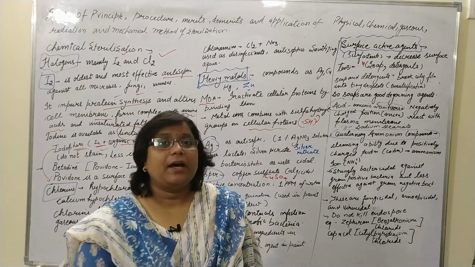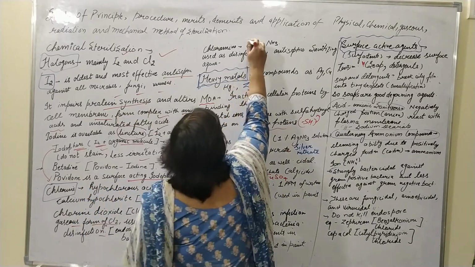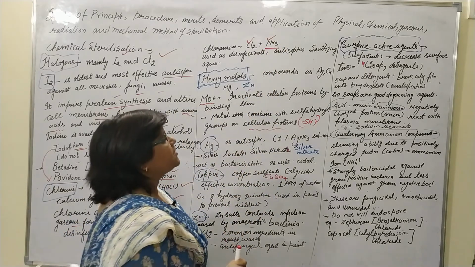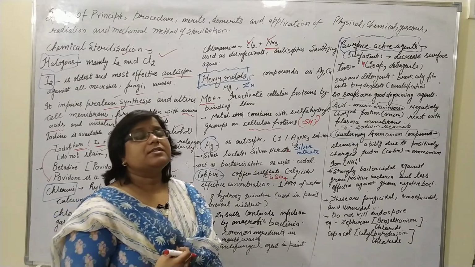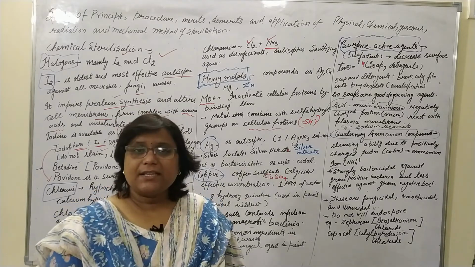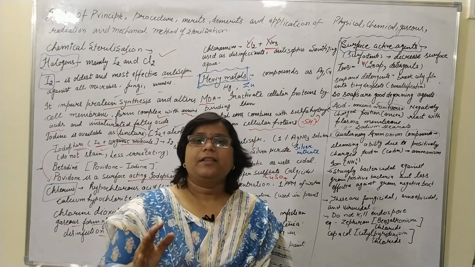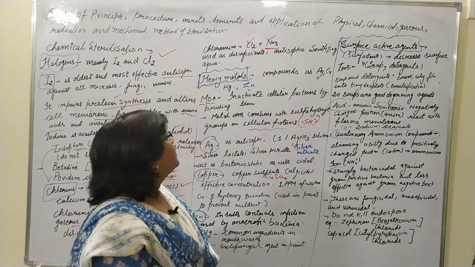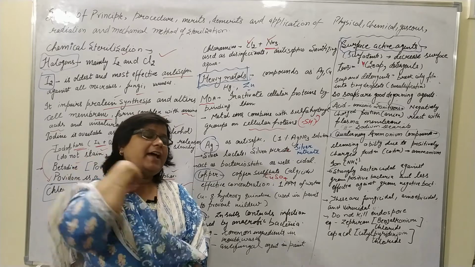The other chlorine agent is chloramine. Chloramine consists of chlorine plus ammonia, NH3. It is used as a disinfectant, antiseptic, and sanitizing agent also. Chlorine is mainly used for sterilizing a particular area for disinfection, and preferably for water treatment. Now the another chemical sterilizing agent is the heavy metals.